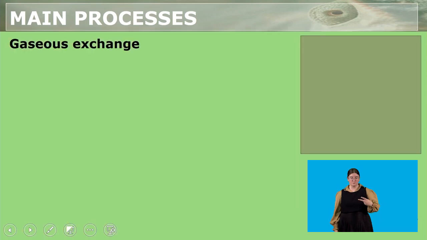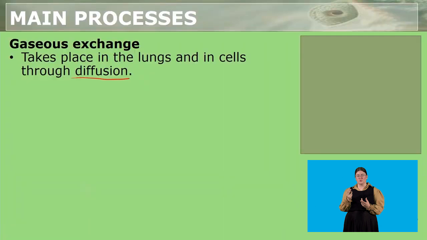Now, the second process is called gaseous exchange. As the phrase suggests, it is an exchange of gases. This process takes place in the lungs and in the cells through diffusion. We have a new term there, diffusion.